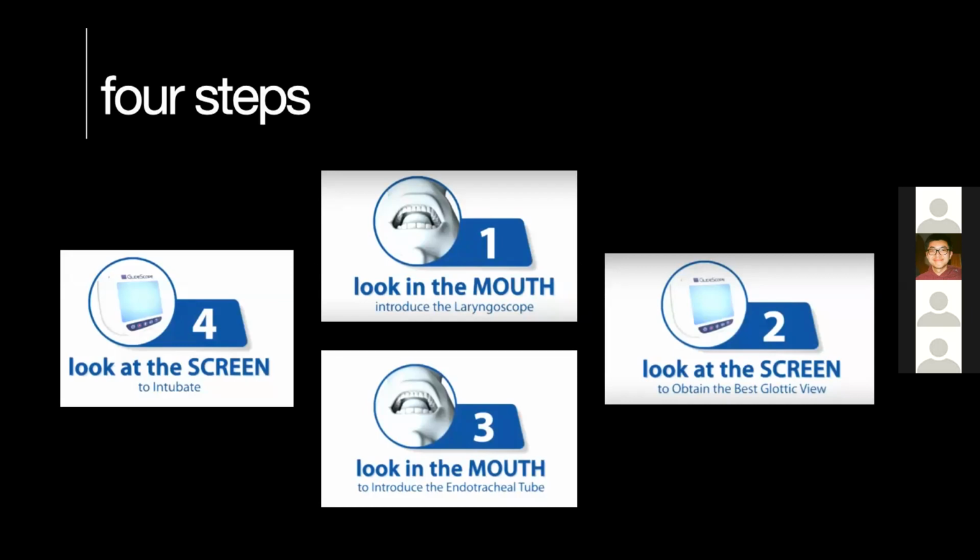Once you have a successful introduction of your scope, look at the screen. You want to try to obtain the best glottic view you can before you insert your tube. Step number 3, I think, is the number one. It's actually the one that we always miss. You want to look in the mouth when you introduce your ET tube for multiple reasons. First, again, you don't want to cause any trauma by blindly introducing your tube forcefully when you're not really looking at where you're actually introducing it.